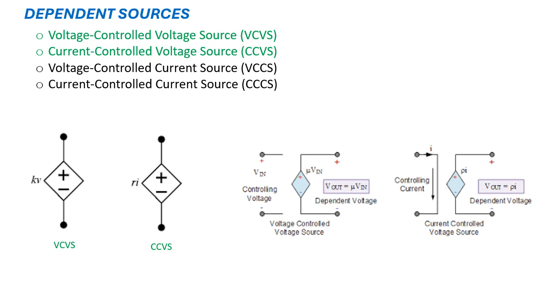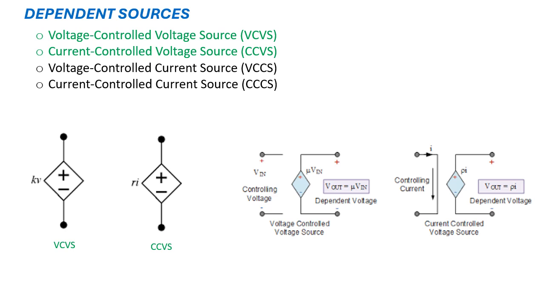The first picture on the screen, which is a voltage controlled voltage source, will have an output voltage that depends on the voltage elsewhere in the circuit. So it is a voltage source whose voltage depends on the voltage elsewhere in the circuit. The second picture, which is a CCVS, or current controlled voltage source, will have an output voltage that depends on the current elsewhere in the circuit. If you see the pattern, the names of the sources say it all.